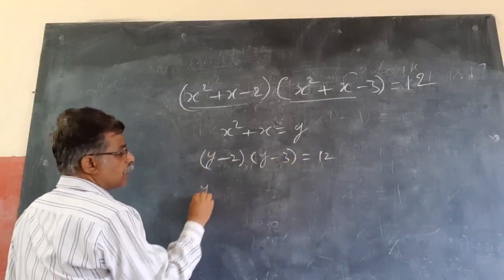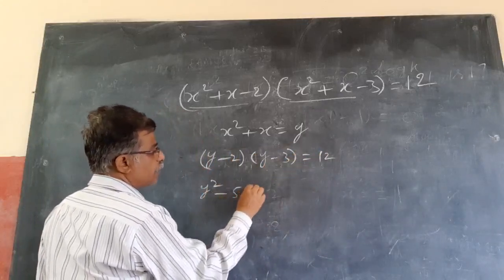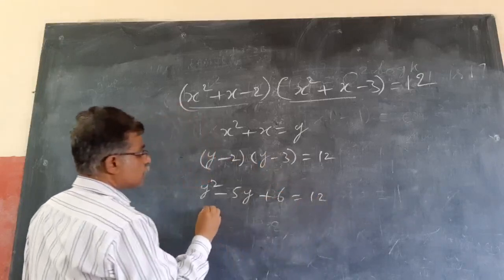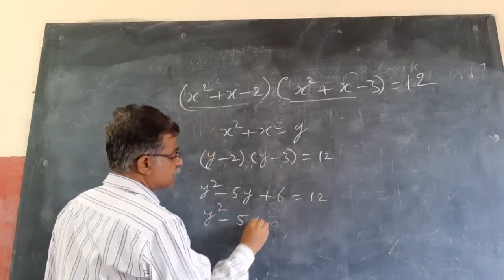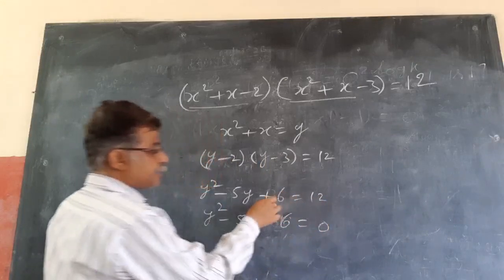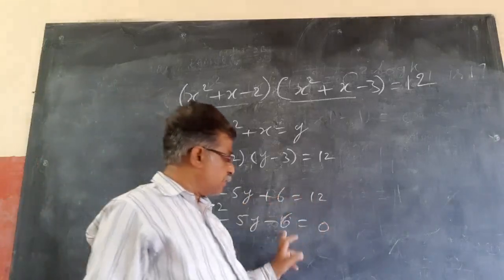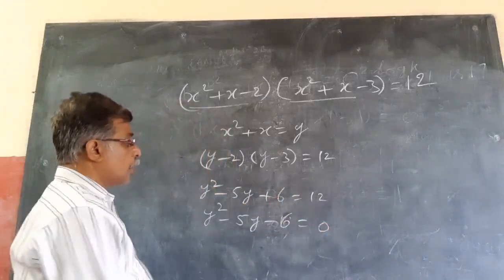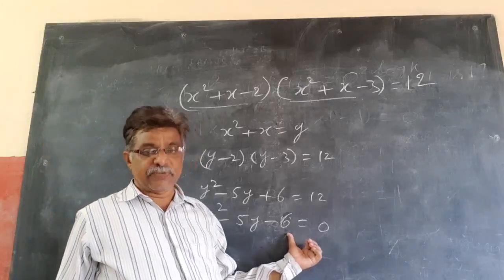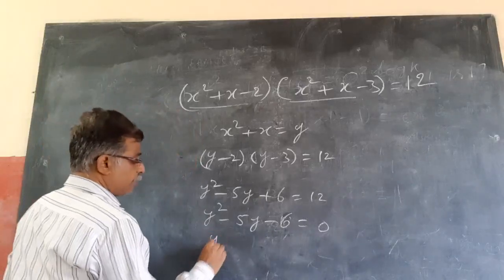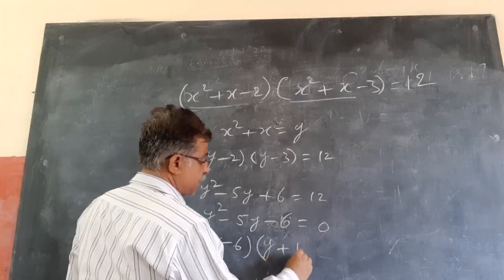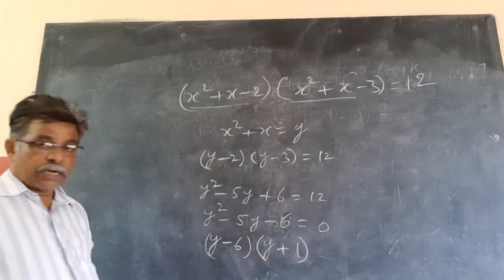It is nothing but y square minus 5y plus 6 equal to 12. And the 12 comes inside: y square minus 5y plus 6 minus 12, that is y square minus 5y minus 6 equal to 0. Now I want 5 but the product is 6. So factorizing 6, it becomes (y minus 6) into (y plus 1).